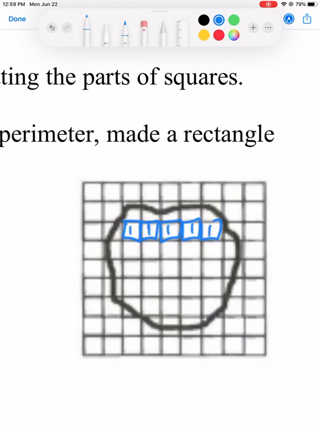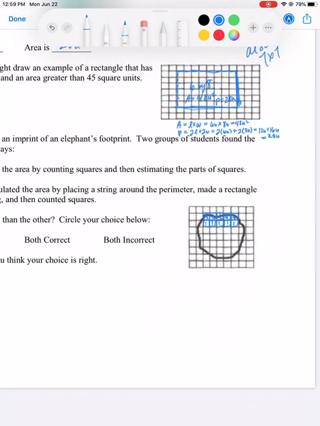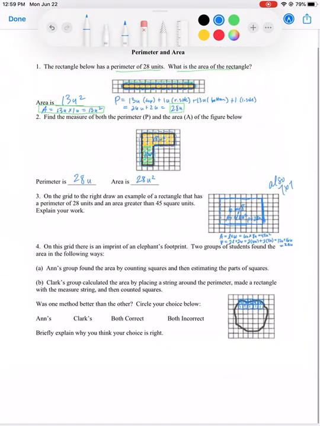But her group also estimated the parts. So this one right here could be, oh, I don't know, 5/6. This one could be 3/4. This one could be a half. This one could be 3/4 again. This one could be 3/4. And they did that for each one of the squares. That's Ann's group.